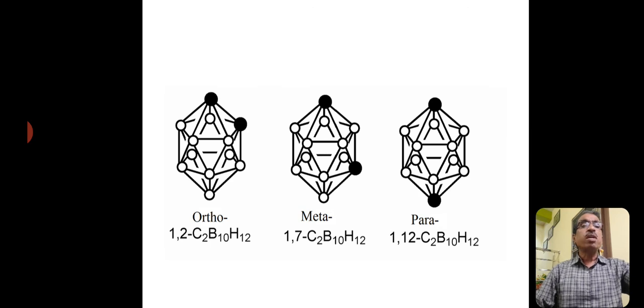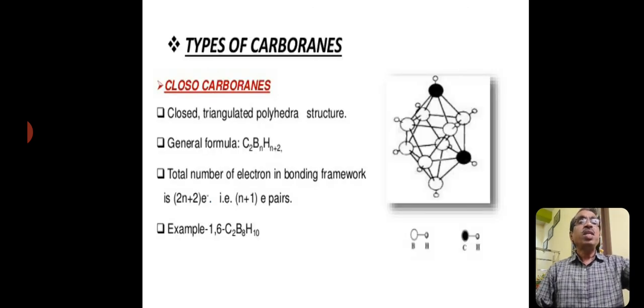Based on the position, these carboranes are classified into three categories called orthocarborane, metacarborane and paracarborane. In orthocarborane, the two carbons are in ortho position with respect to each other. In meta, it is the 1,3 positions, and in para, they are opposite to each other. These carboranes are also classified into other categories called closocarboranes, nidocarboranes and arachnocarboranes.